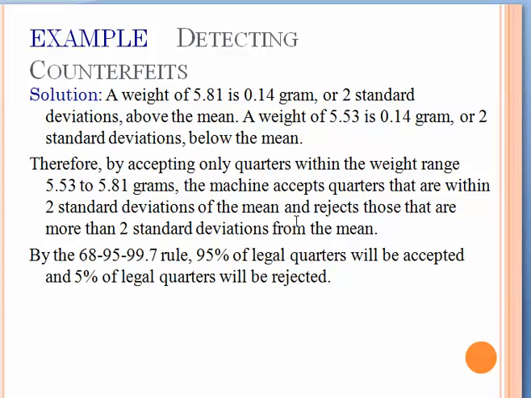So by accepting only quarters within the weight range 5.53 to 5.81, the machine accepts quarters that are within 2 standard deviations of the mean and rejects those that are more than 2 standard deviations from the mean. Remember from the 68, 95, 99.7% rule, 95% of the quarters will be accepted and 5% of the quarters will be rejected. So that's an example of how the normal distribution is useful.